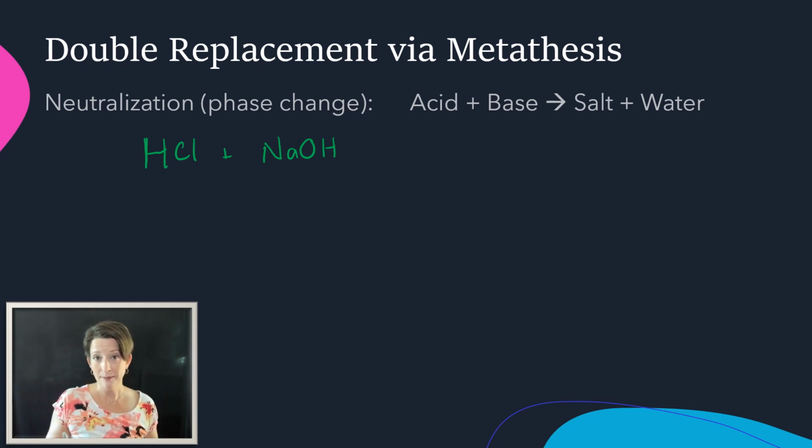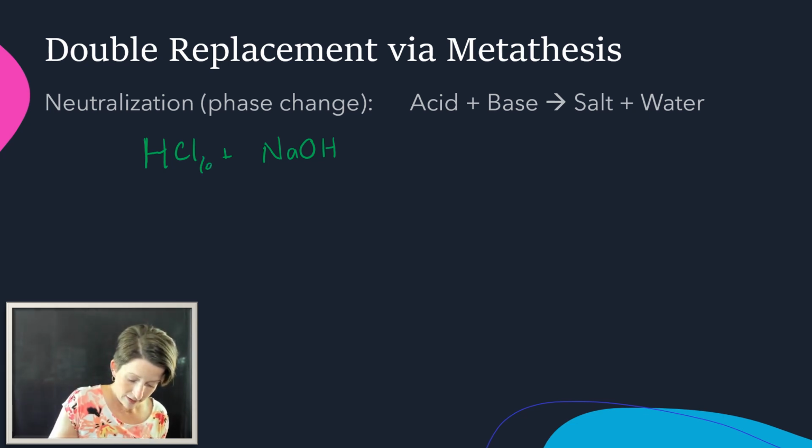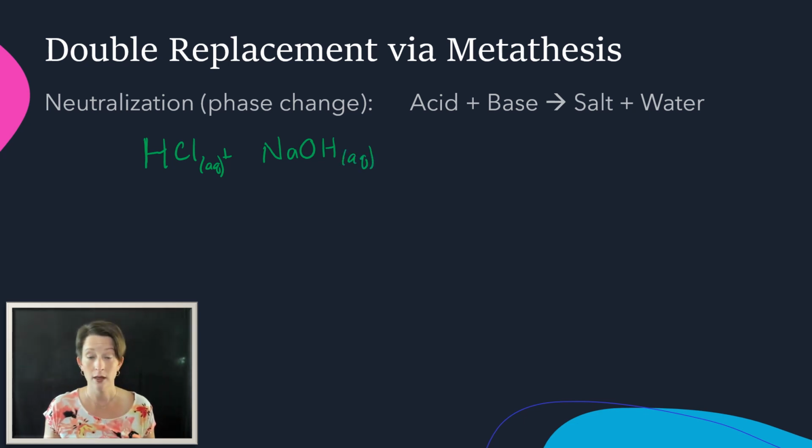Remember, with metathesis reactions, your two products need to be of the same compounds as your two reactants. HCl being an acid, it is a molecular compound even though it can form ions, so we need to make sure we have a molecular compound on the other side. Sodium hydroxide is an ionic compound, therefore we need an ionic compound on the other side as well. So with HCl, these have to be in their aqueous forms in order for the reaction to take place.